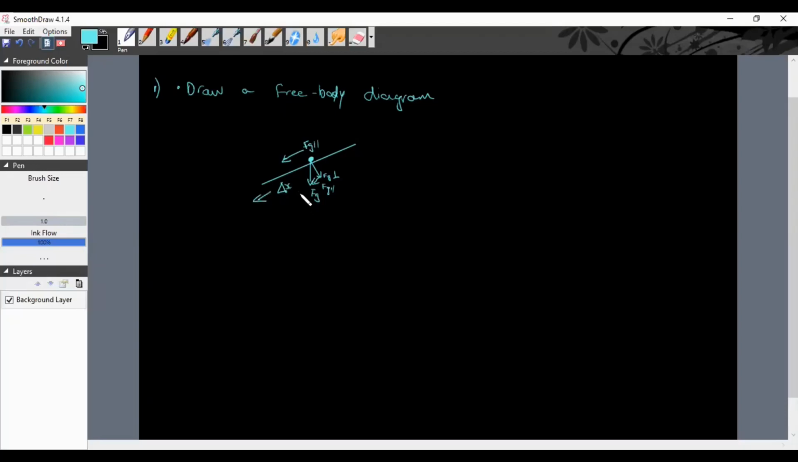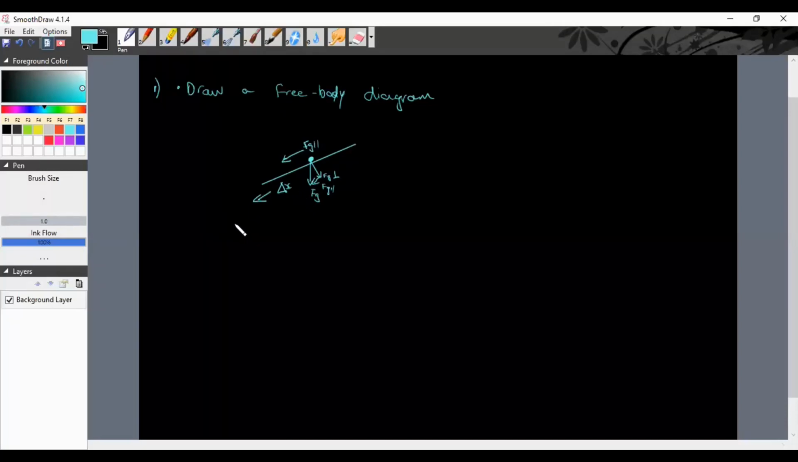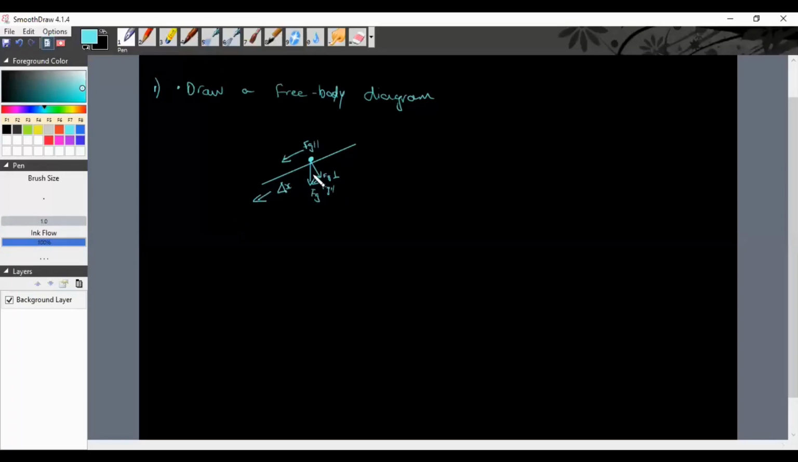Now that I have my diagram, I can use FG parallel and the length of the slope. Sorry, this is the length of the slope, not slope of the length. Of course, there's an angle of 25 degrees to the horizontal, so that is the same angle up here. For calculating FG parallel, it's going to be equal to mass times gravity times sine theta. Nothing new, or should be nothing new.